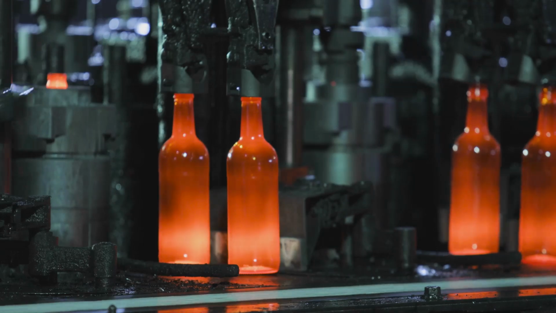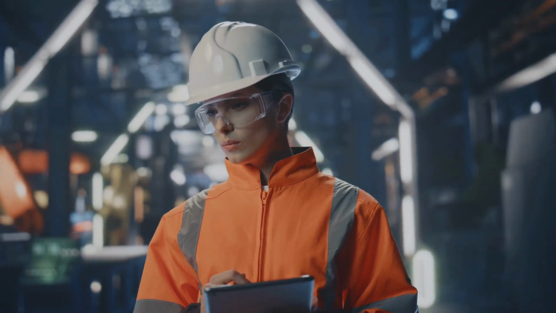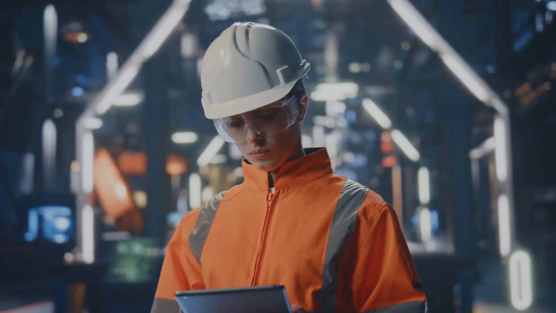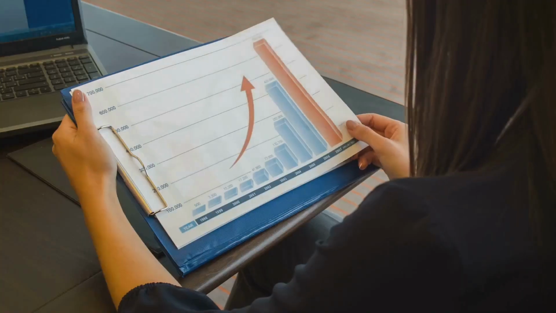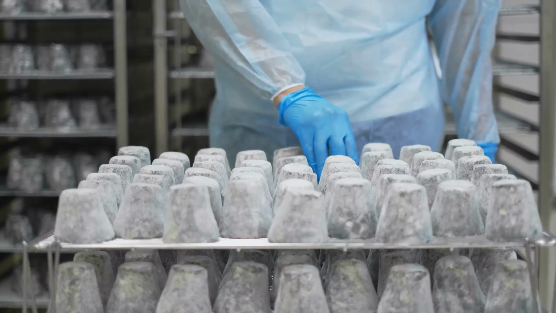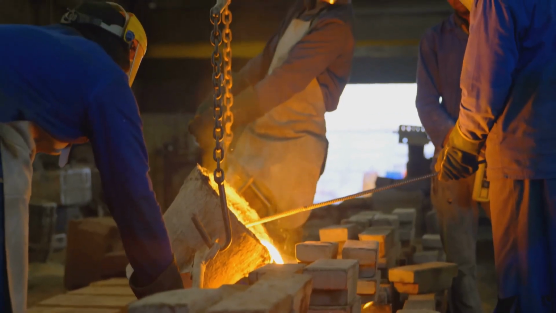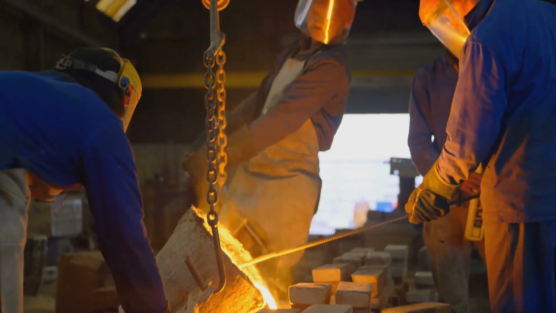Let's look at a quick example. Imagine a factory producing glass bottles. By implementing SPC, they use an X-bar chart to monitor the thickness of the glass. One day, a data point falls outside the control limits. Investigation reveals a worn-out mold causing variability. By fixing the mold immediately, they prevent defects and avoid costly recalls.